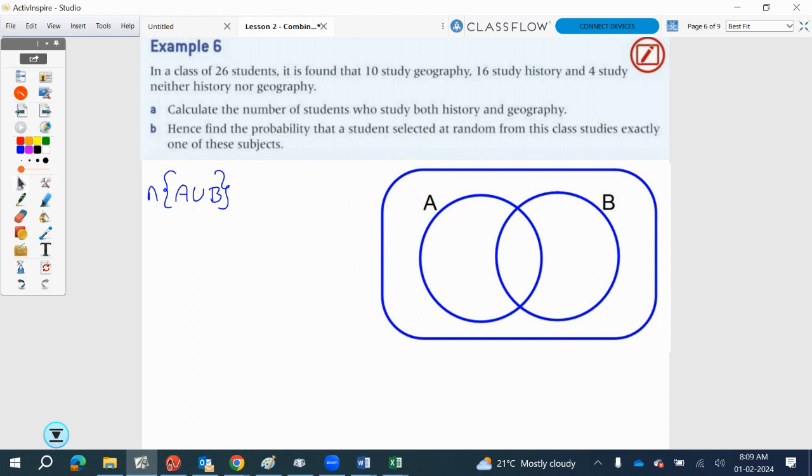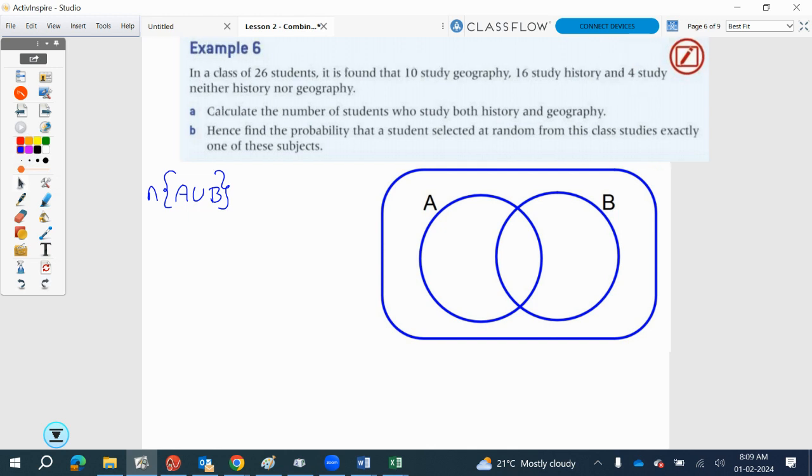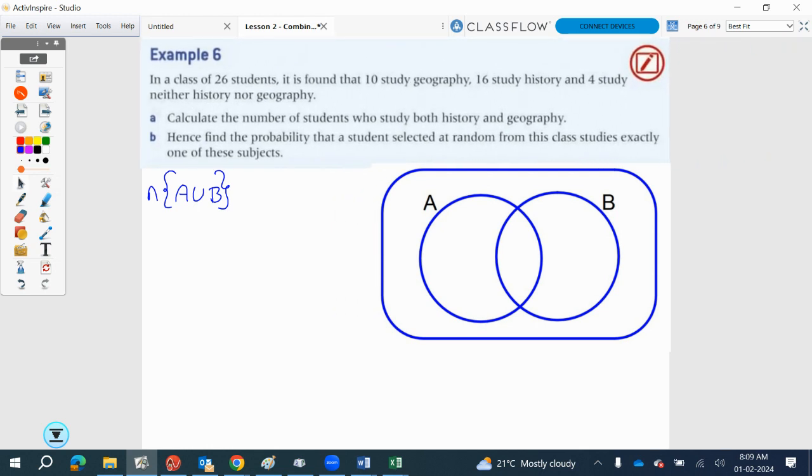Yeah, we do. Are you the 10 and A? No. So the most important thing is that 4 of them study neither. So we got 4 here. How many students are there in the universal set? 26.